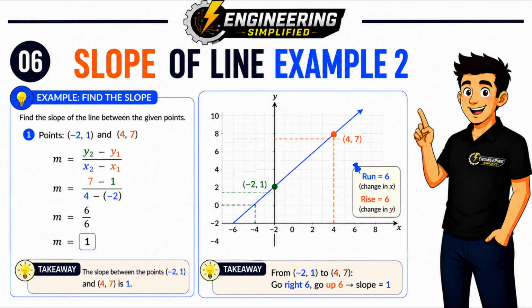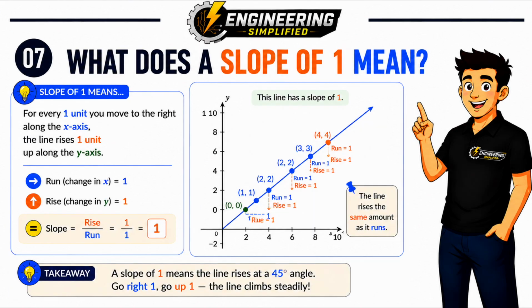Subtract the y values. 7 minus 1 equals 6. Now subtract the x values. 4 minus -2 equals 6. Finally, divide 6 by 6. The slope is 1. What does a slope of 1 mean? A slope of 1 means the line rises 1 unit for every 1 unit it moves to the right. In other words, the rise and the run are equal.